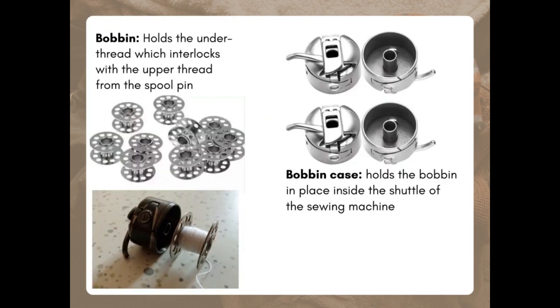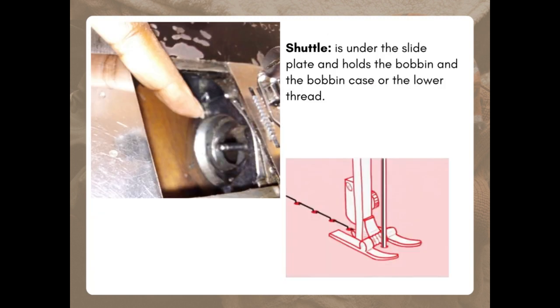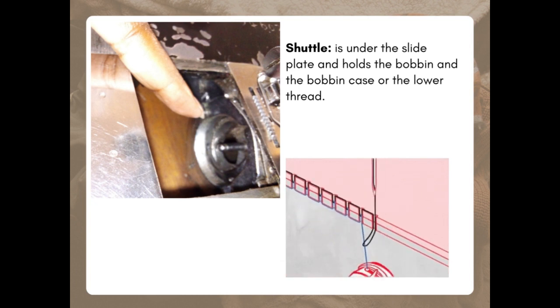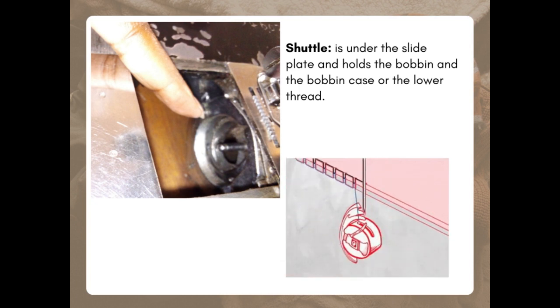Then we look at the bobbin and the bobbin case. These two are removable parts of the sewing machine. The bobbin holds the lower thread that interlocks with the upper thread when stitching, while the bobbin case holds the bobbin in place inside the shuttle of the sewing machine. So we've mentioned the shuttle. What is it? The bobbin and the bobbin case are removable parts that are put in a shuttle.